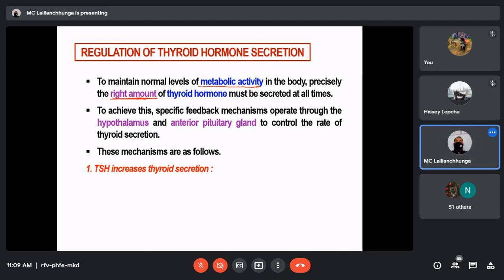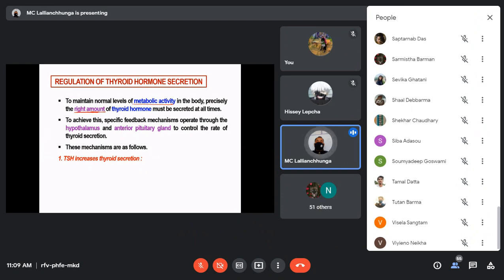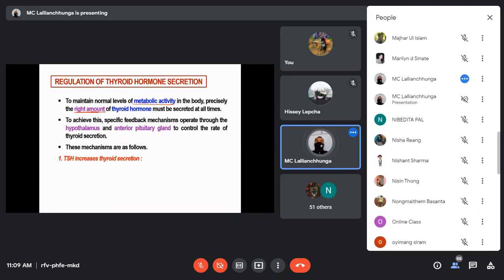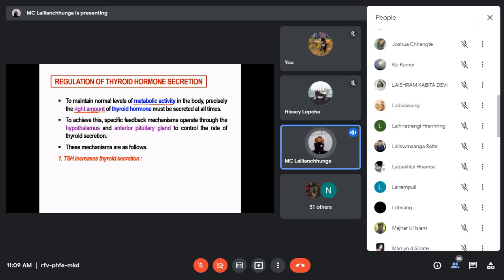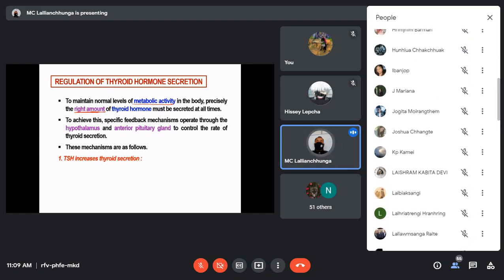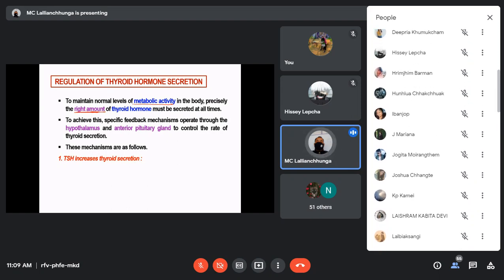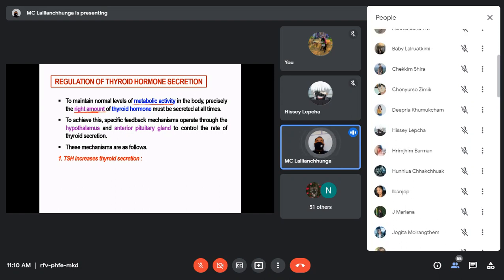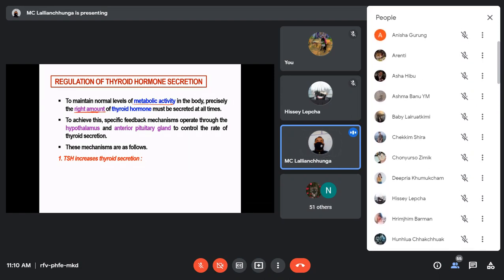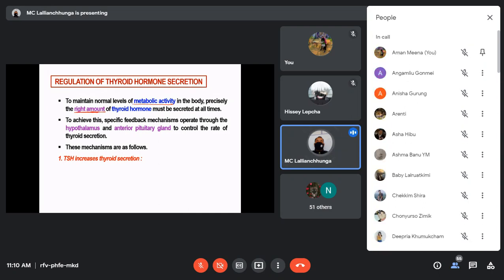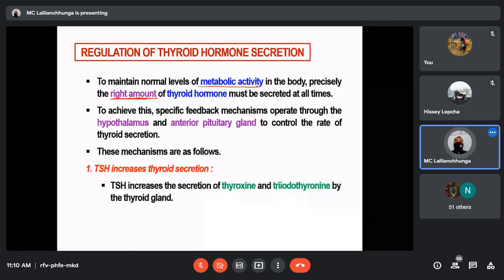There are many important points here. Number one: TSH increases thyroid secretion, meaning T3 and T4 secretion. TSH stimulates the thyroid follicular cells, increasing the secretion of thyroid hormones. So TSH increases the secretion of T4 and T3 by the thyroid gland. How is this done?